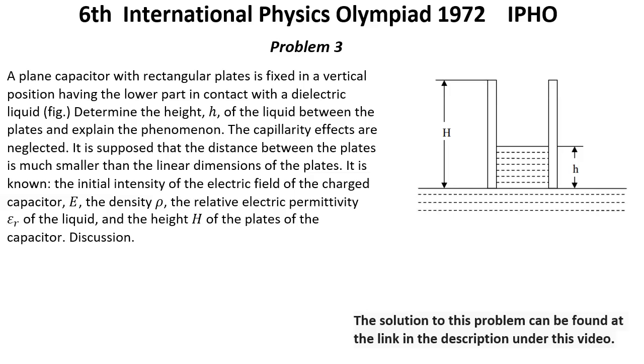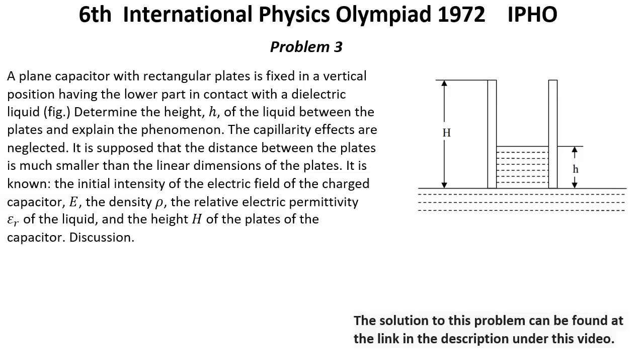6th International Physics Olympiad, year 1972, IPHO. Problem number 3. A plane capacitor with rectangular plates is fixed in a vertical position, having the lower part in contact with the dielectric liquid. Determine the height h of the liquid between the plates and explain the phenomenon. The capillarity effects are neglected.